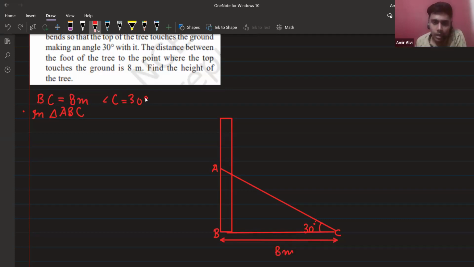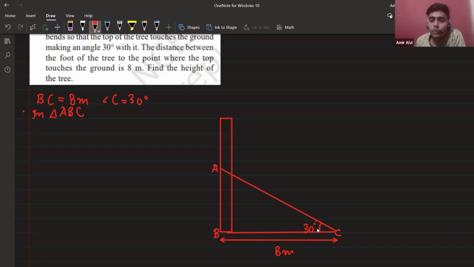What we need to find out: if I add AB and this part, will I get the total height of the tree? Everybody just focus on the screen. This part is the same as this part because it's just broken down and bent. Is everybody getting my point? So first we need to find out the value of AB, then AC.